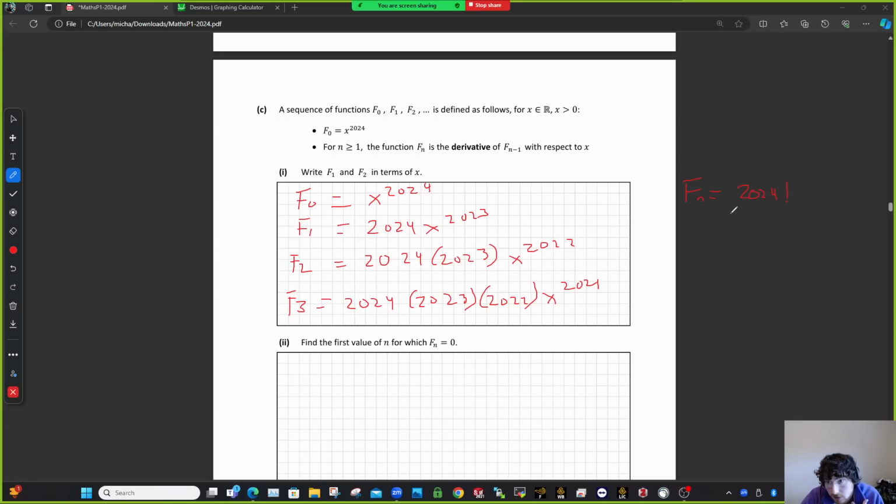2024 factorial over 2024 minus n factorial. And then that is multiplied by x to the 2024 minus n as such. And that's your fn like that. Okay. But it doesn't actually help solve the question too much, you know, but it's there.